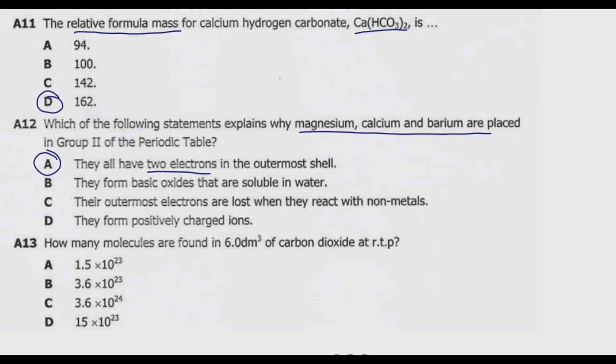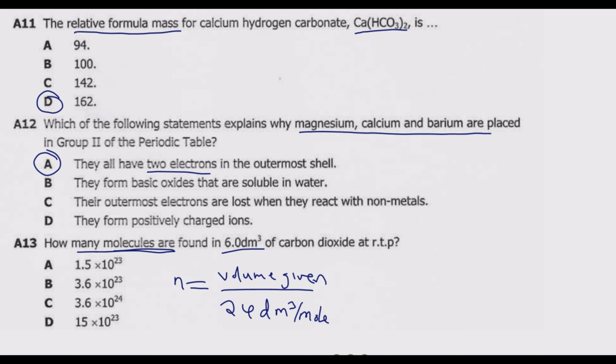So we go to question 13. How many molecules are found in 6 liters or 6 decimeters cubed of carbon dioxide at room temperature? We want to find the number of moles. That is what the question is asking us. To find the number of moles, we use the formula: the number of moles is equal to the volume given divided by 24 liters or decimeters per mole. This is the number of moles in a given gas at room temperature.